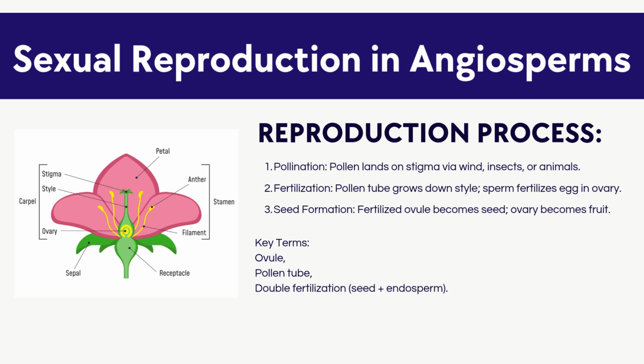Seed formation. So what then happens? The fertilized ovule becomes a seed. The ovary then becomes a fruit, and that flower turns into a fruit because that whole ovary will then turn into a big fruit. It is very important that you know all these parts of the flower.